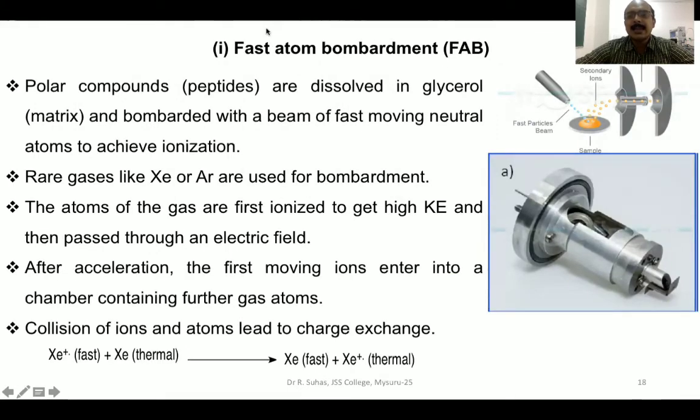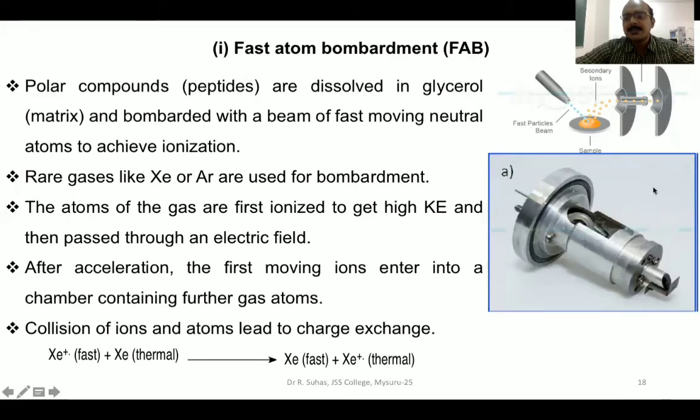The first technique under desorption ionization is fast atom bombardment. The name itself gives you a clue: FAB, fast atom. So there should be an atom, and the atom should have very fast movement. Using these fast moving atoms, you bombard the sample. That is the basic principle of FAB.